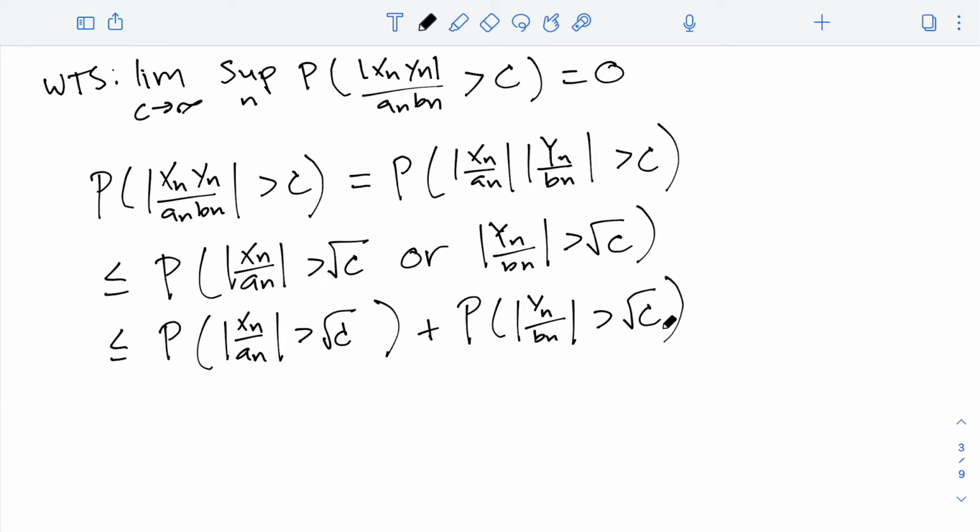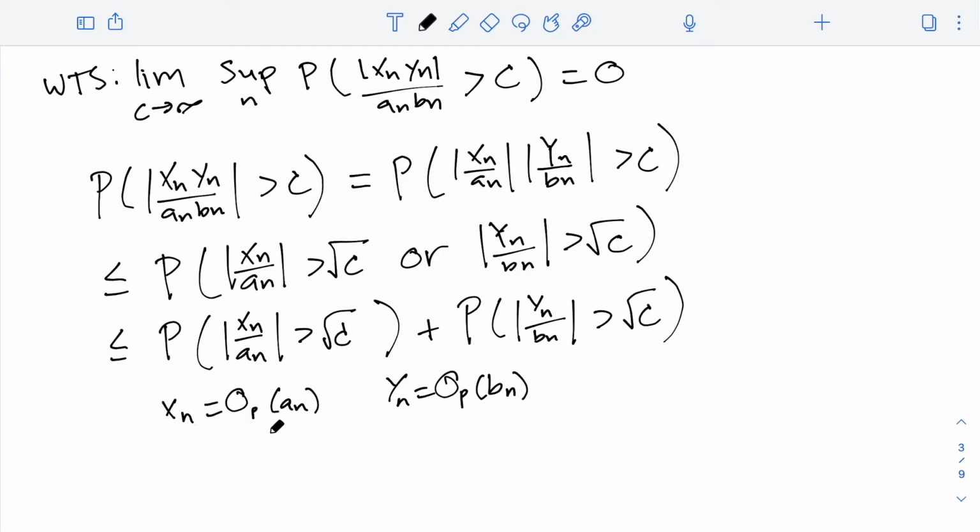And now, again, we remind ourselves, okay, Xn equals big OP of an, Yn equals big OP of bn, which means that if we put a supremum on each of these and take the limit as c goes to infinity, it doesn't really matter that this is a square root. As c goes to infinity, square root of c will similarly go to infinity. Both of these terms should go to 0.